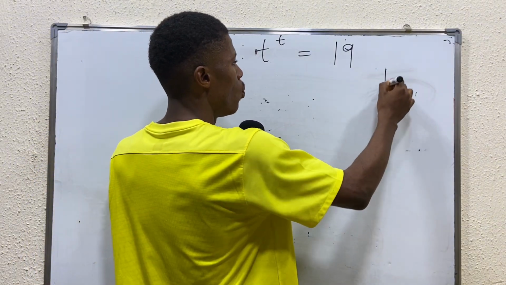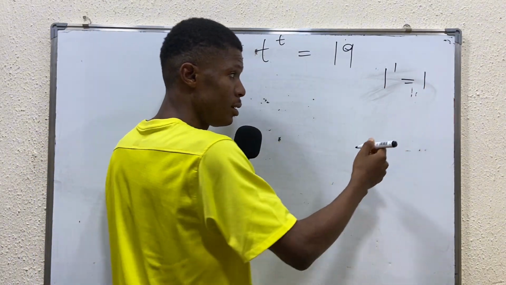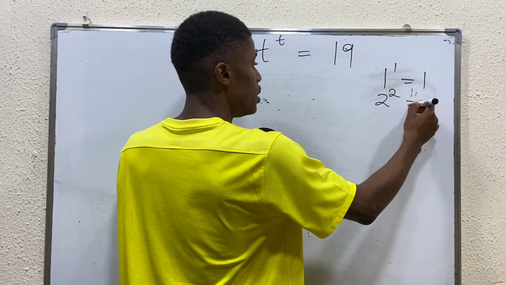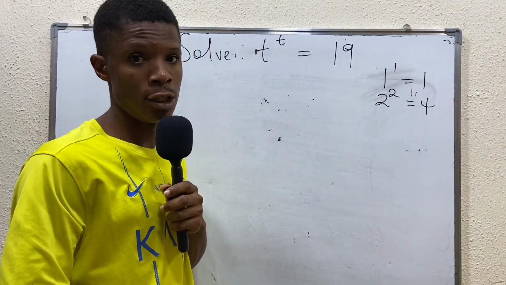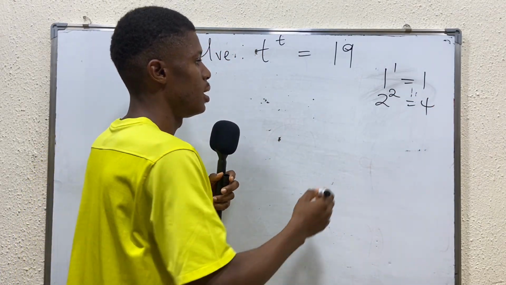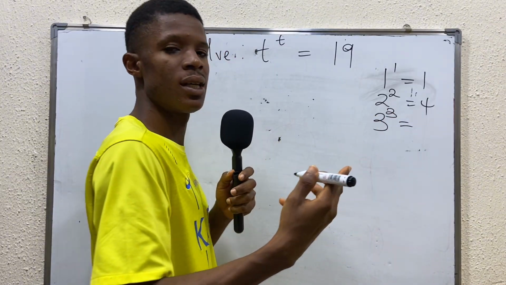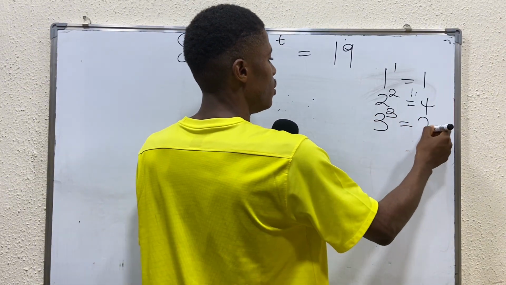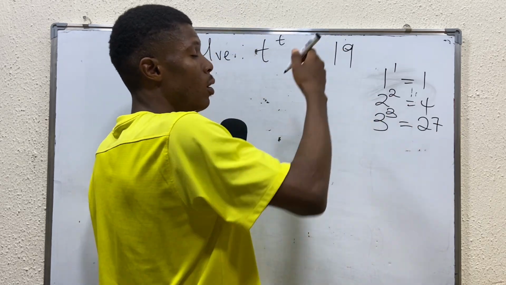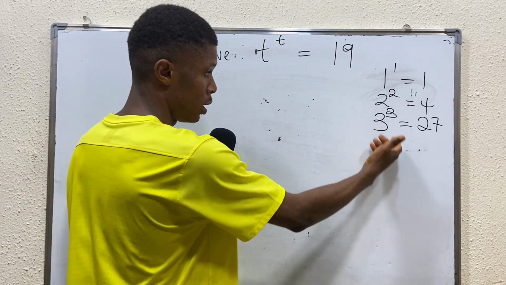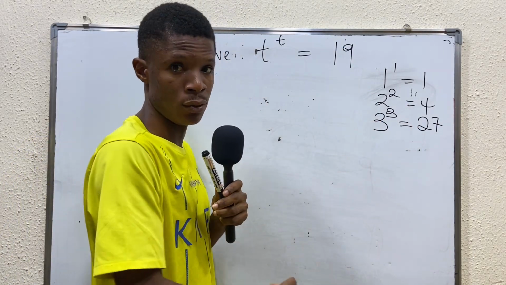1 to the power of 1 is 1, then 2 to the power of 2 is 4. These two numbers are not 19 or close to it. 3 to the power of 3 is equal to 3 times 3, 9, times 3, 27. You have 27, which is more than 19. If you take other numbers, it will go further beyond 19.